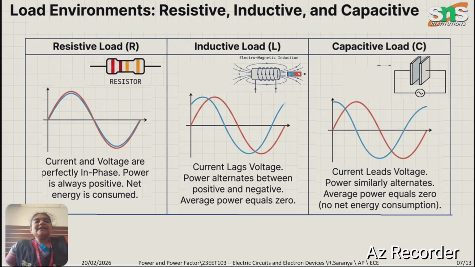In case of inductive load, the current lags the voltage. So power alternates between positive and negative. When we take the average value, it will be 0. In case of capacitive load, the current leads the voltage. Power is similar to the inductive load. The power alternates between positive and negative, and the average power will be equal to 0. So no net energy consumption will be there.